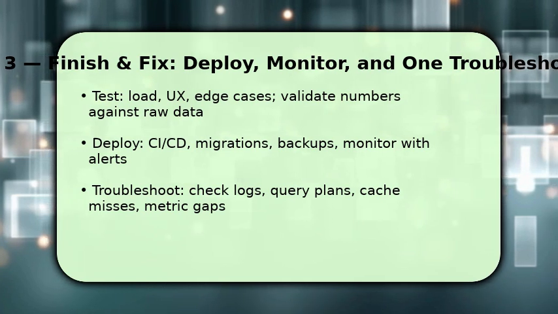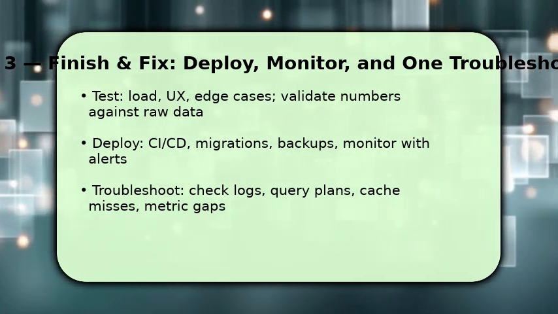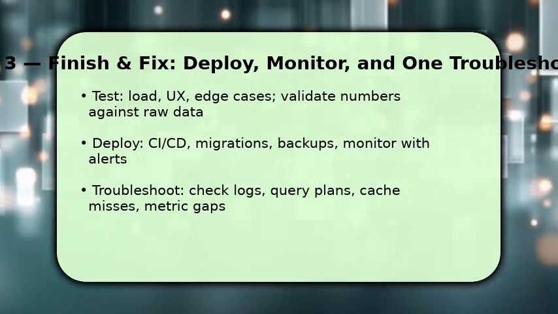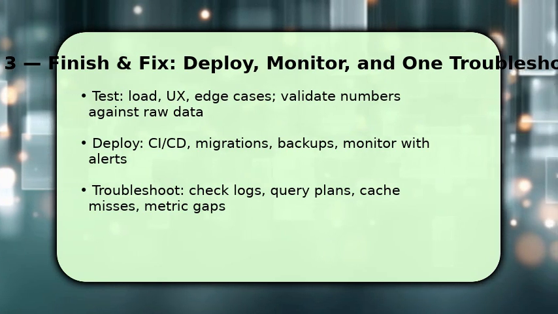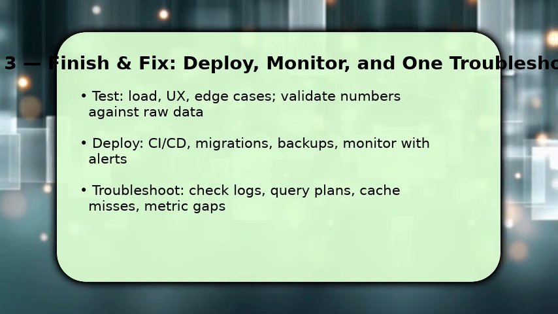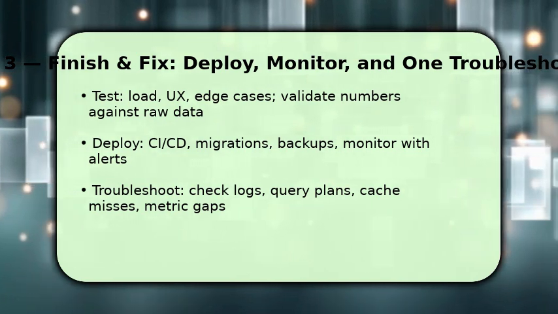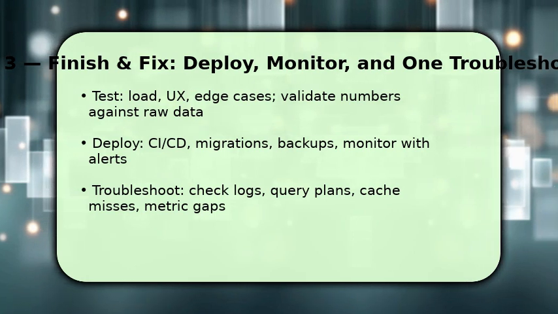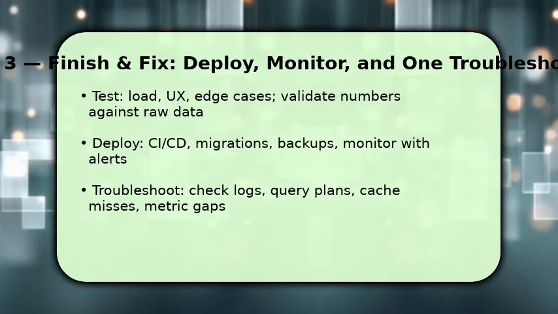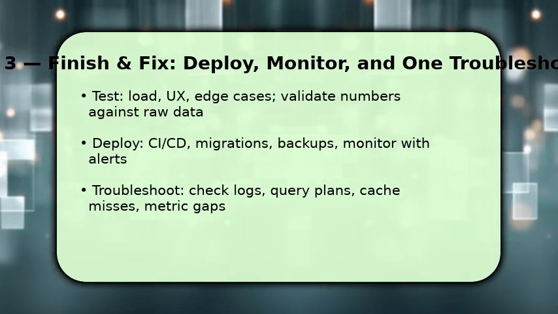Once done, deploy via CI/CD, apply DB migrations, enable backups, and set alerts for failed ETL or high query latency. If something goes wrong, first inspect logs and query execution plans, then check cache hits and data ingestion timestamps. Make sure you can replay a batch or backfill missing events. This resolves most metric gaps quickly and keeps users confident.